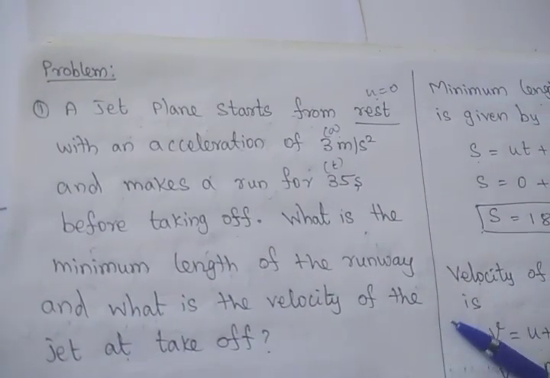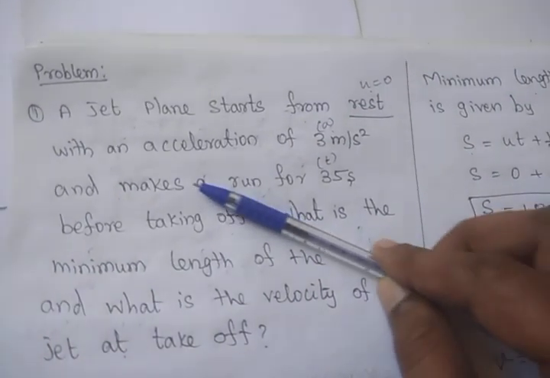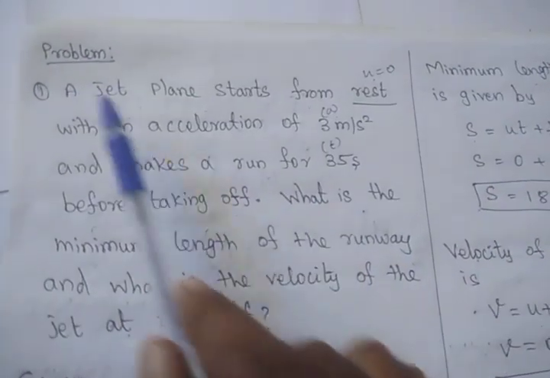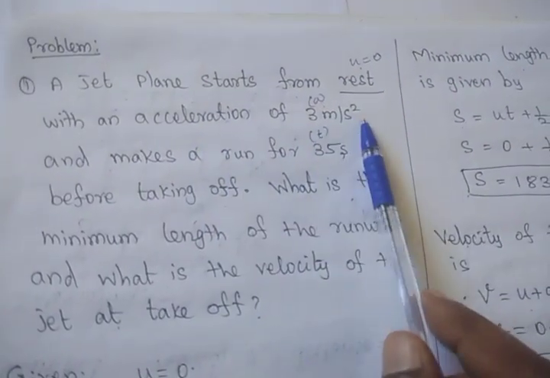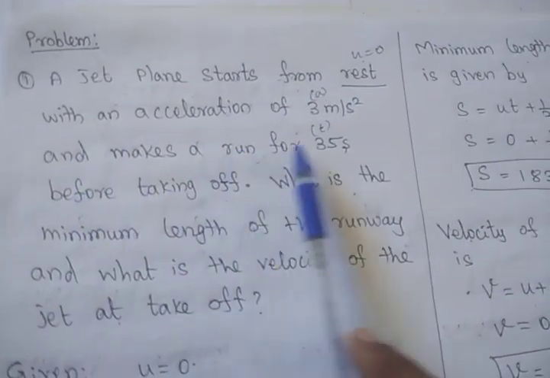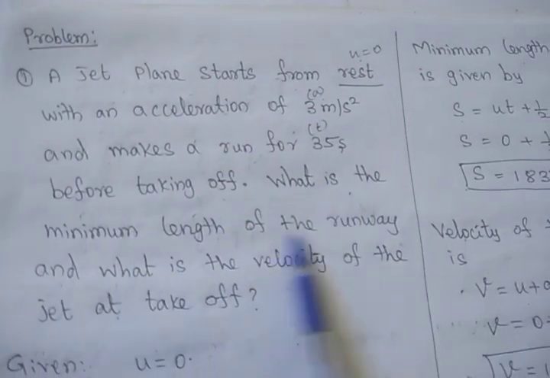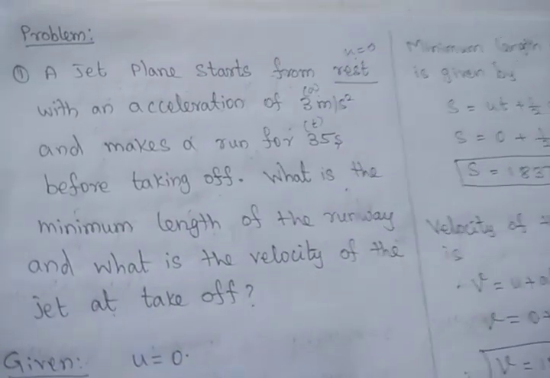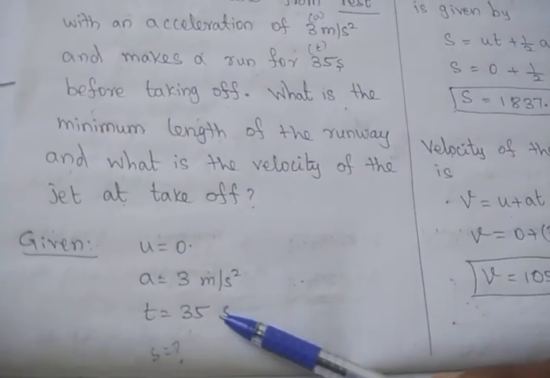That means the jet plane starts from rest and moves for 35 seconds. How much distance has it covered? That is the question. A jet plane starts from rest with an acceleration of 3 meter per second squared and makes a run for 35 seconds before taking off. What is the minimum length of the runway, and what is the velocity of the jet plane? So the given data are u is equal to 0, a is equal to 3 meter per second squared, and t is equal to 35 seconds.